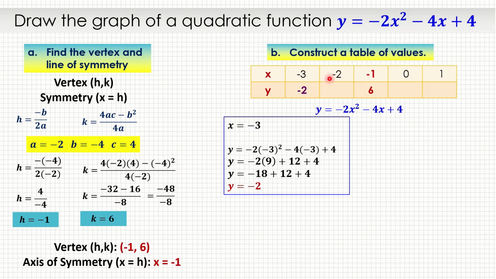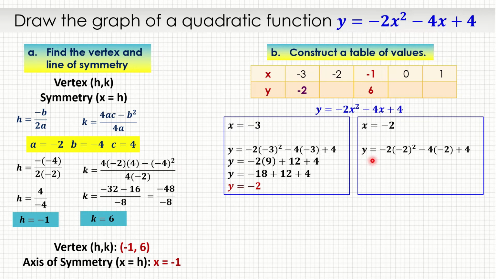Now, let us move on with the second one. If x is equal to negative 2, substitute it to our equation, so we have y is equal to negative 2 times the square of negative 2 minus 4 times negative 3 plus 4. Simplifying that, the answer will be negative 2 times 4 plus 8 plus 4, which is equal to negative 8 plus 8 plus 4. Therefore, the value of y is equal to positive 4. So, the second value here is equal to positive 4.